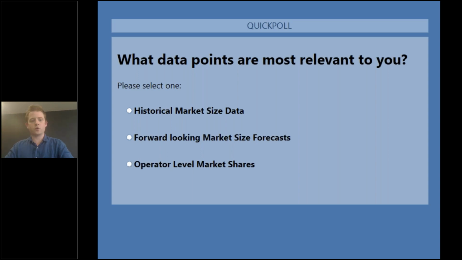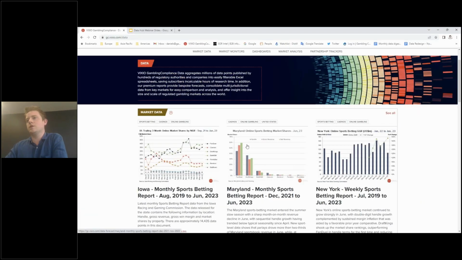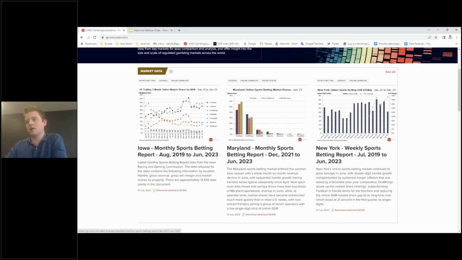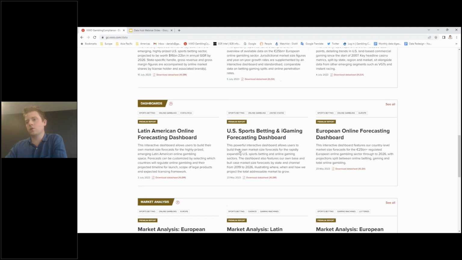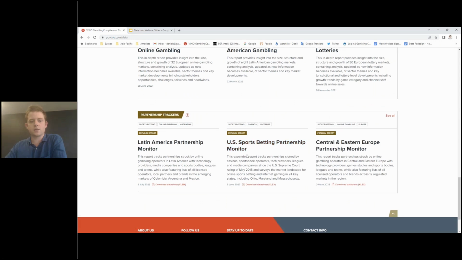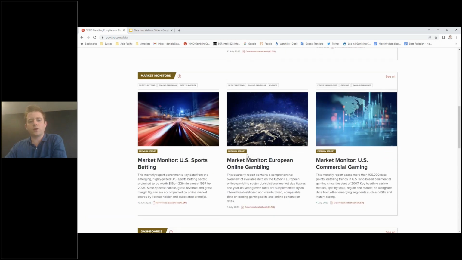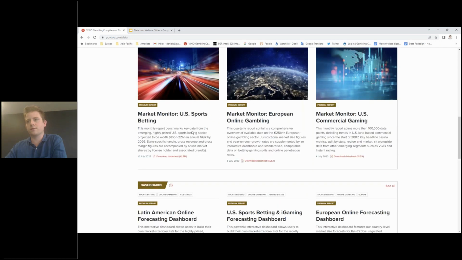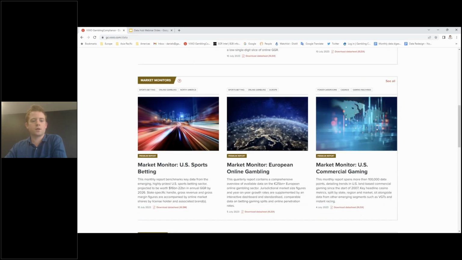So moving to the platform itself, as you can see, the redesigned data hub breaks out our data content into 5 main categories: market data, market monitors, forecasting dashboards, market analysis, and partnership monitors. Today we'll be focusing on 2 of these content pillars, our market monitors and our forecasting dashboards.